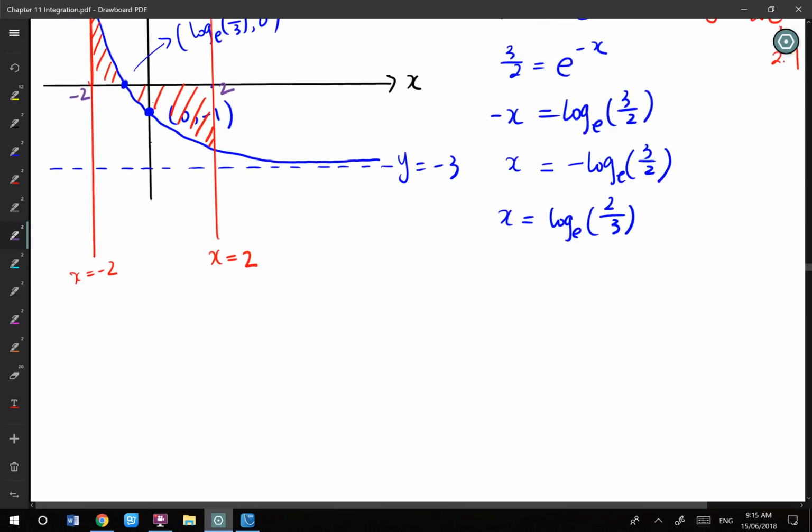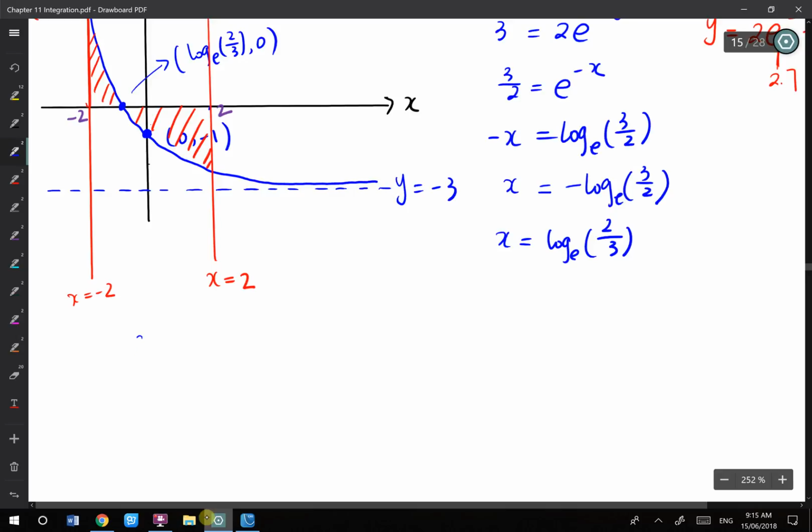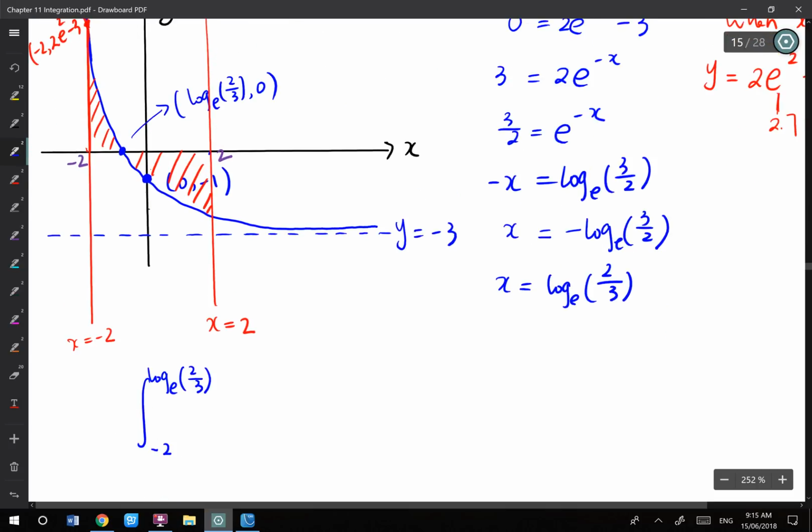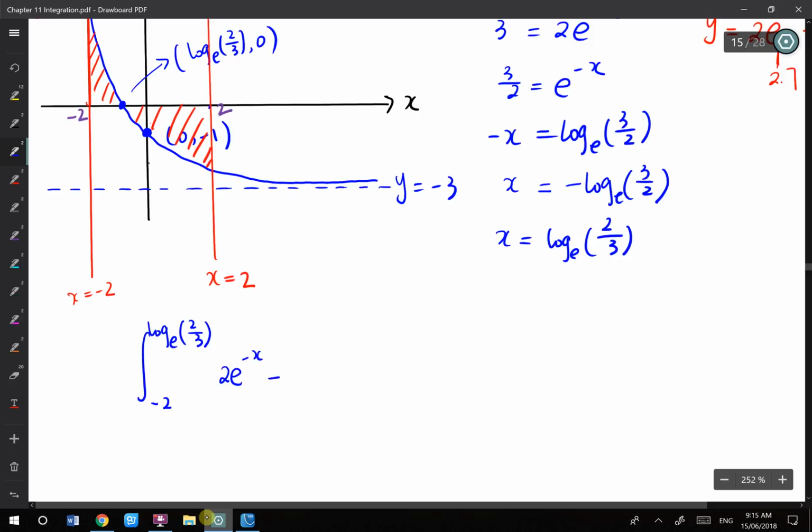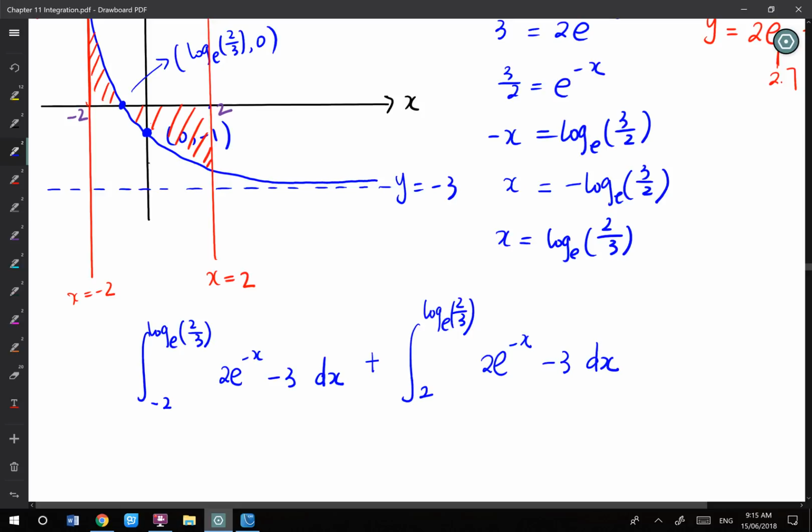So if I want to write the region, I will go from -2 to log_e(2/3) of 2e^(-x) - 3 dx, plus the integral from 2 to log_e(2/3), because it's the negative region, starting from the right-hand side to the left-hand side, of 2e^(-x) - 3 dx. Okay, that's the hand approach.